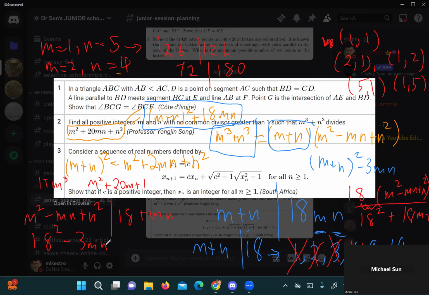So if m plus n is 18, then we get this thing here divides into 18 plus mn. But this thing here is a multiple of 3. That means 3 divides into that. But 18 is a multiple of 3. So that means 3 divides into mn. If 3 divides into mn, it divides into m or n. If 3 divides into m, for example, because m plus n equals 18, it has to also divide into n. So 3 divides into both. So 9 divides into mn.